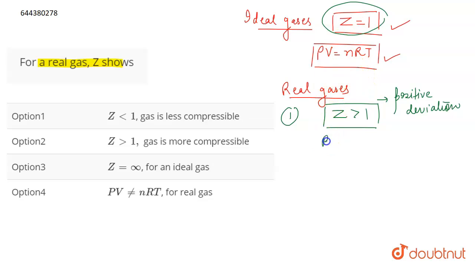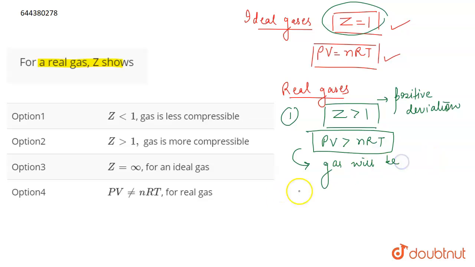So this means that PV will be greater than nRT when Z is greater than 1. This means that the gas will be less compressible. The gas will be less compressible when it shows positive deviation, as a result of which PV becomes greater than nRT, which results in the less compressible nature of the gases.